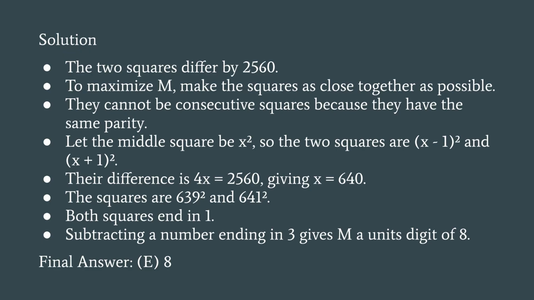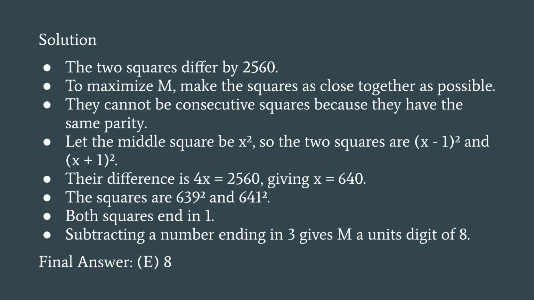Now let's go through the solution. Since m plus 1213 and m plus 3773 are both perfect squares, their difference must be 2560. To make m as large as possible, we want these two squares themselves to be as close together as possible.